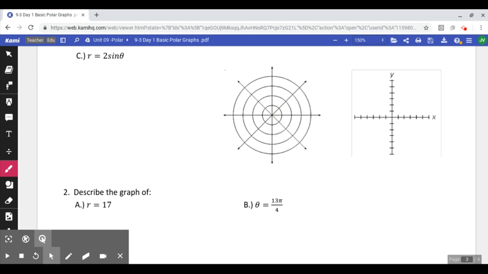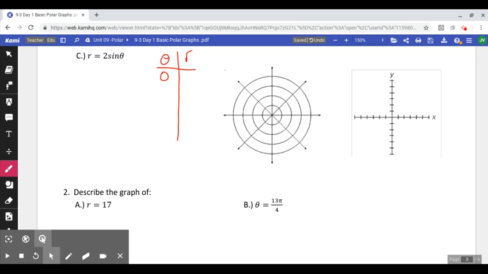For part C, we need to graph r equals 2 sine theta, and then we'll also graph that in rectangular. If we do the polar form first, we can make a little table of values here. I think I was using red for the other one, so we'll stick with that. All right, so we've got theta and r, and we're going to pick a theta of 0 right now.